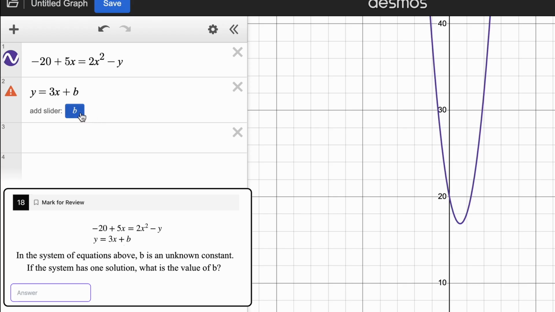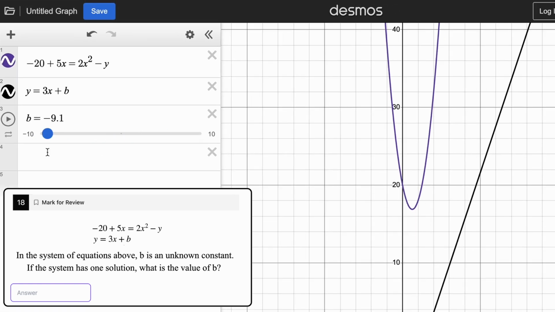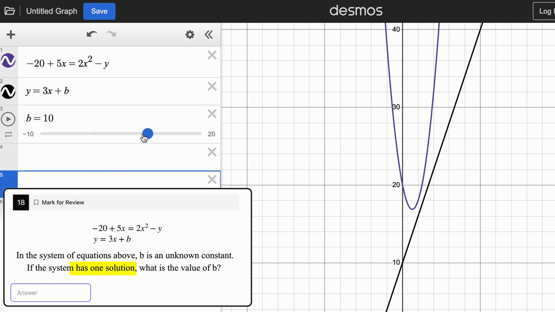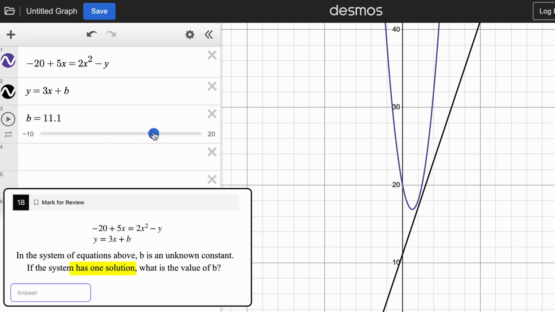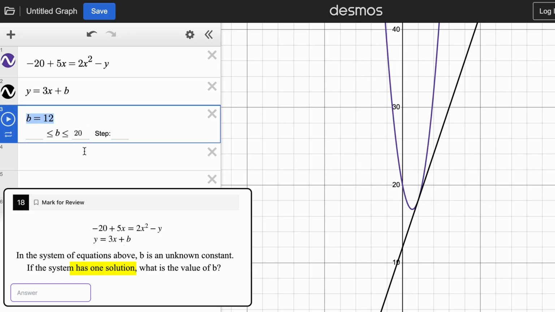In that case, simply add a slider for the constant. But as you can see, the range of your slider is too narrow, so let's increase the range up to 20. And because I said one solution, we are gonna move this slider until they intersect at exactly one point. So the value of b is 12.